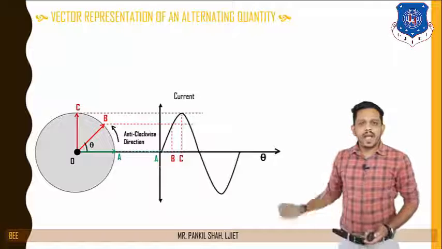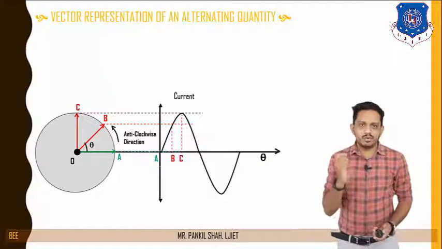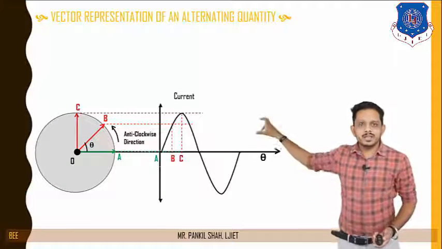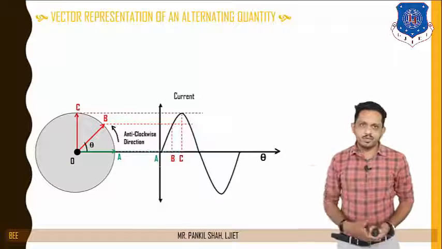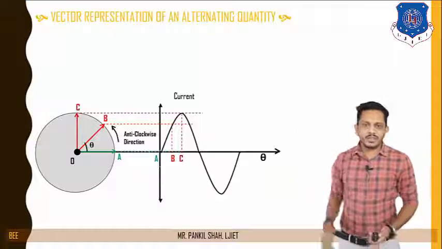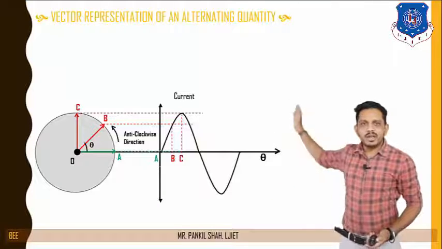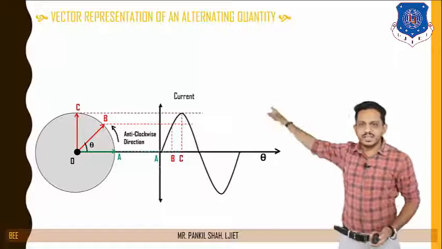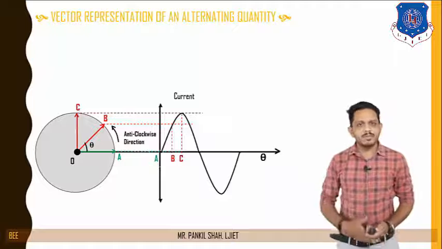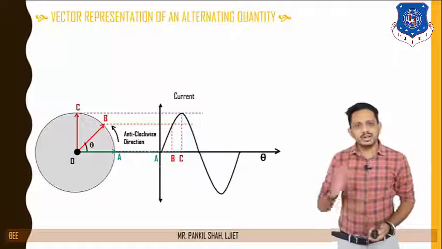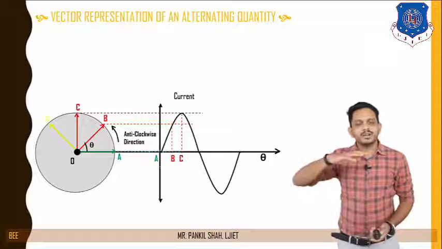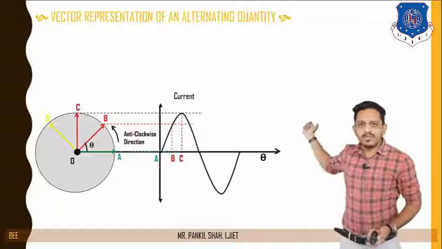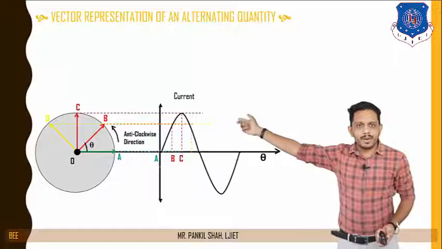So basically, at the OA position there was zero magnitude of current. At the OB position there will be some magnitude in the waveform and also in the vectors. And at OC, you can see the waveform is represented here, and the magnitude of that waveform is the peak value, the maximum value. Now let's move our coil further in the anti-clockwise direction. Let's say OD. So this OD vector represents this point D when compared to this waveform.